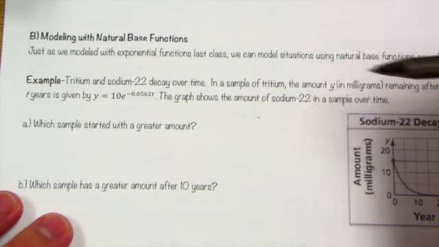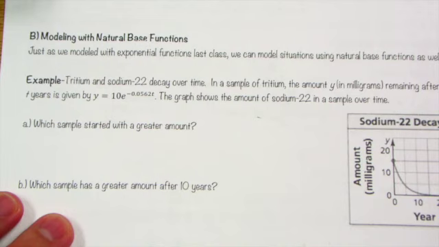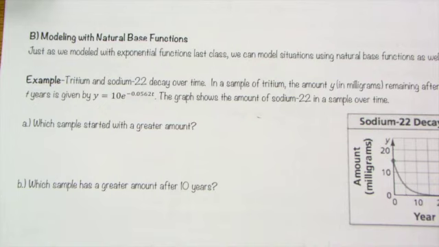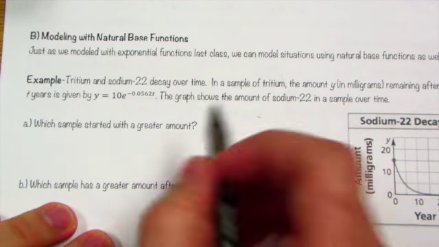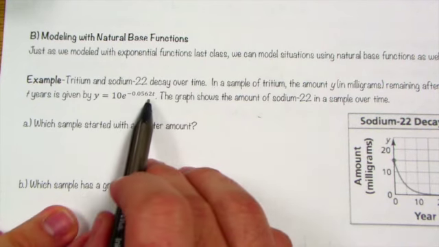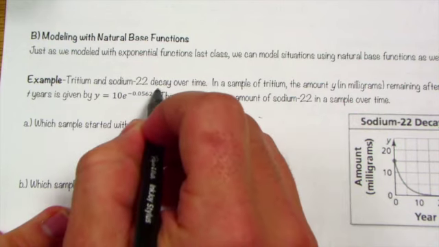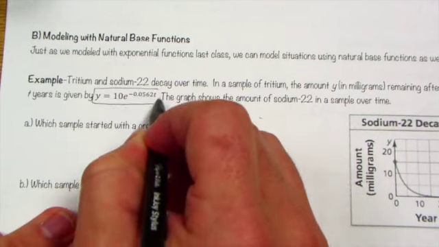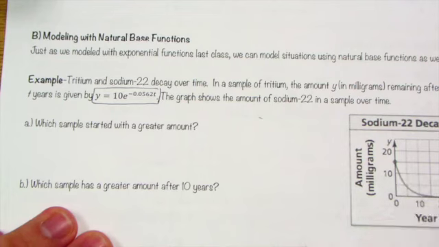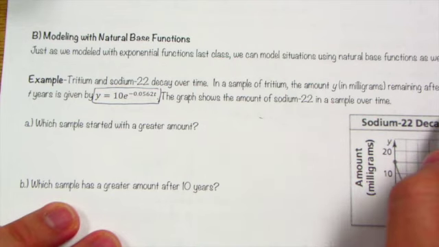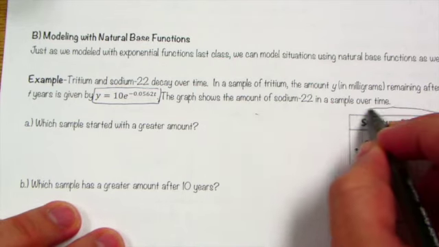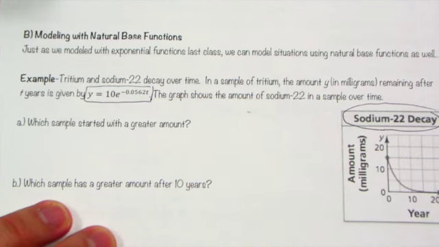So a couple of the things here. It says tritium and sodium-22 decay over time. In a sample of tritium, the amount y in milligrams remaining after t years is given by the function y equals 10e to the negative 0.0562t. So we have a function for tritium. And then the graph shows the amount of sodium-22 in the sample. For sodium-22, we don't have an equation, we just have this graph over here.